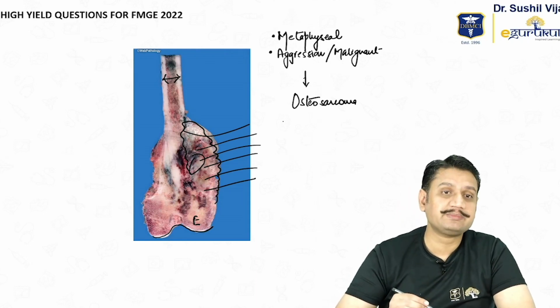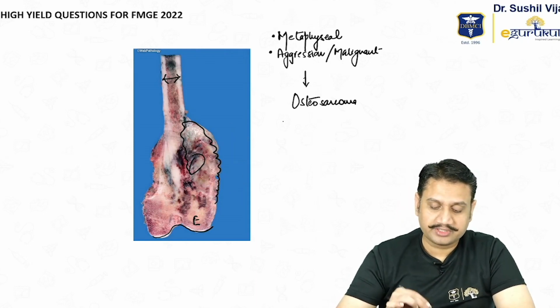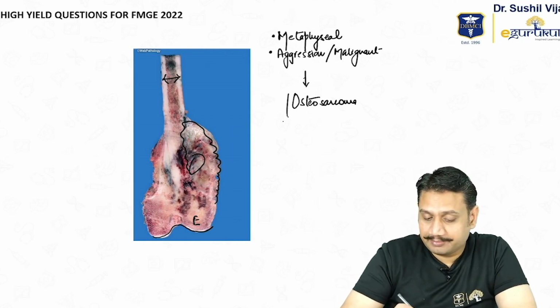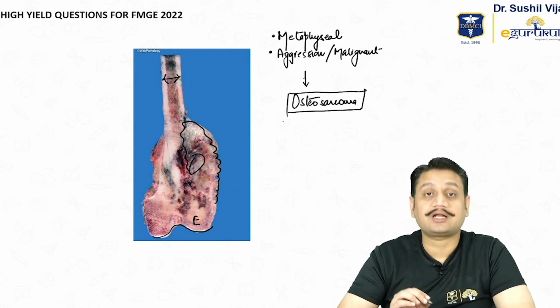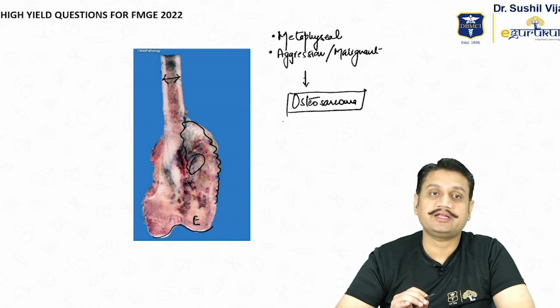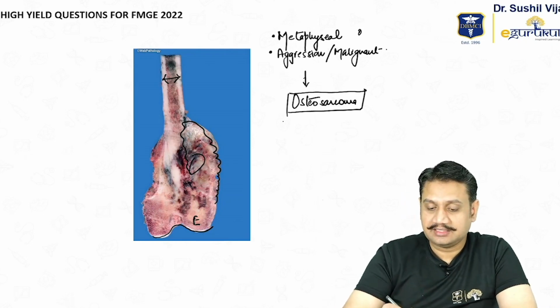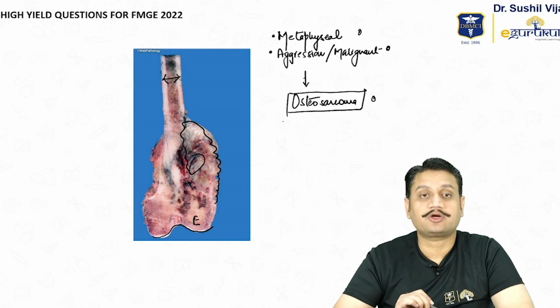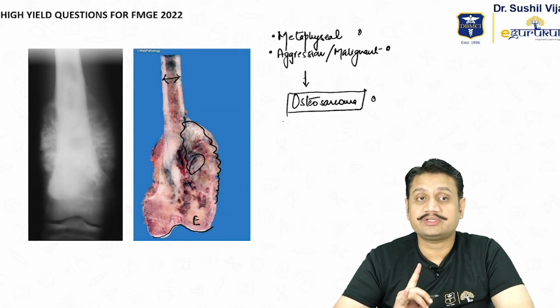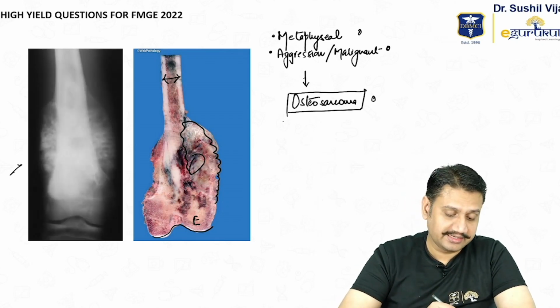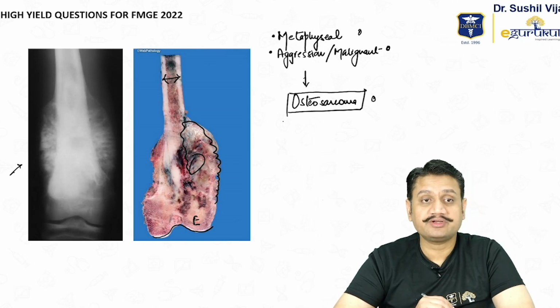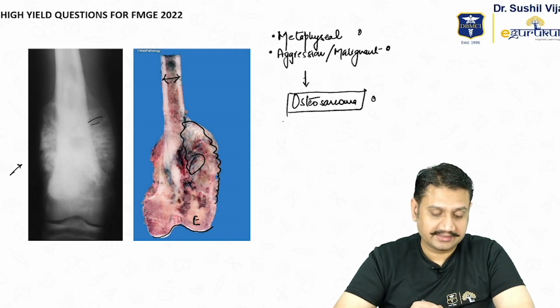This is a pathological specimen. Okay, so in this you are able to see a growth at the metaphyseal area, and that makes it fall into the category of osteosarcoma. So please keep that point in your mind, right? So metaphyseal, aggression, malignant, and osteosarcoma. So please follow this sequence. Don't break this. Now see this. This is the radiology. Same tumor, when you see it on the X-ray, that will be seen.